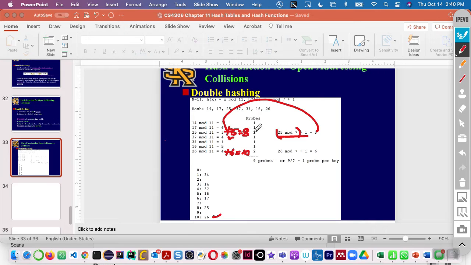This is the process. But what happens, for instance, by the time I'm looking for a position for 26? How about if someone has already taken position 10? What will happen?